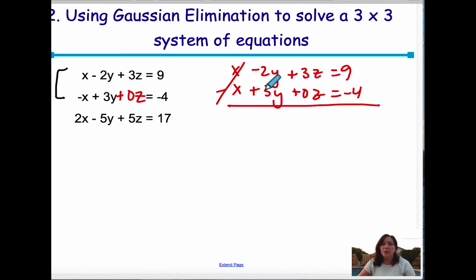My x's cancel. Negative 2 plus 3 is y. 3 plus no value is 3. And then 9 minus 4 equals 5. So there's my first equation.